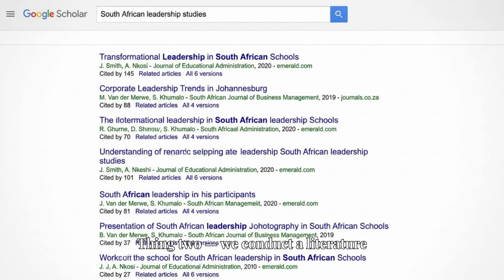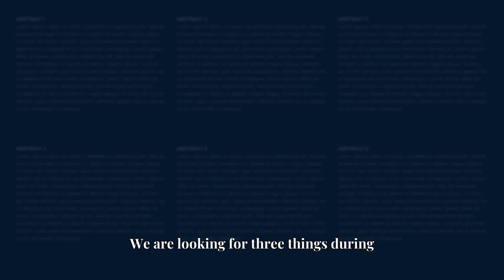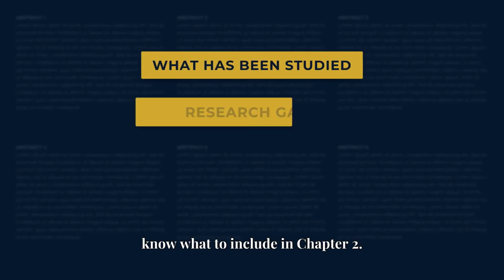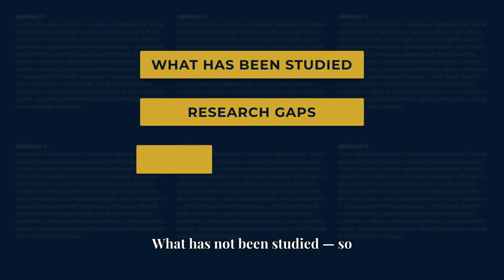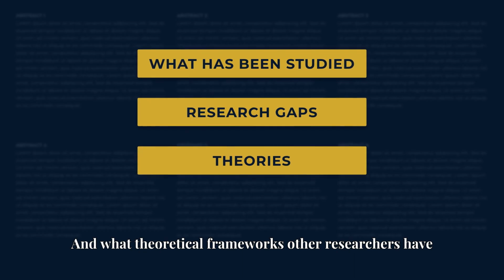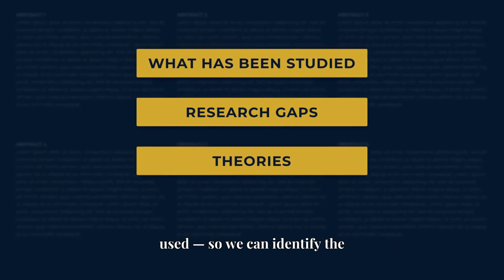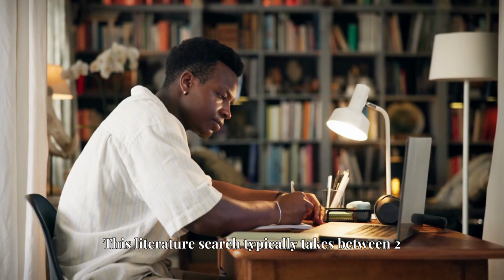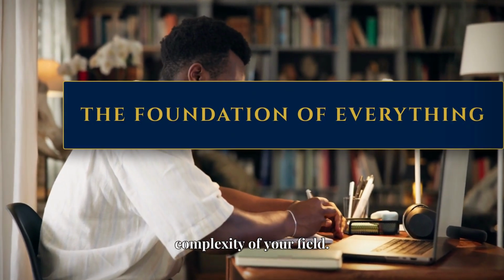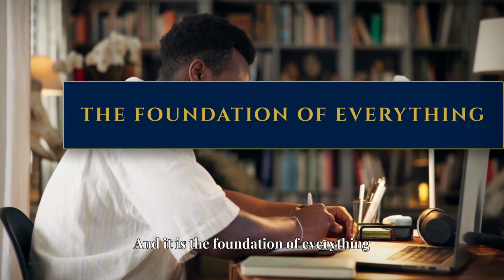Thing 2, we conduct a literature search. Before writing Chapter 1, we search Google Scholar for the most recent and most relevant academic literature in your specific research field. We are looking for 3 things during this search. What has been studied, so we know what to include in Chapter 2. What has not been studied, so we can identify your specific research gap. And what theoretical frameworks other researchers have used, so we can identify the most appropriate framework for your study. This literature search typically takes between 2 and 4 hours, depending on the complexity of your field, and it is the foundation of everything that follows.